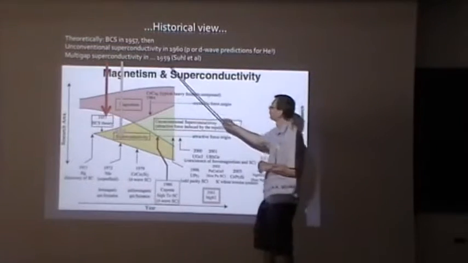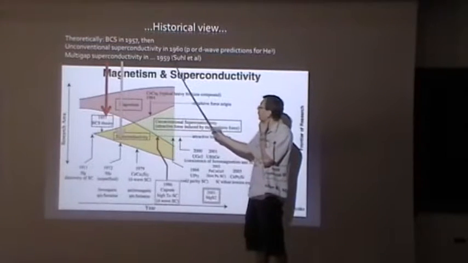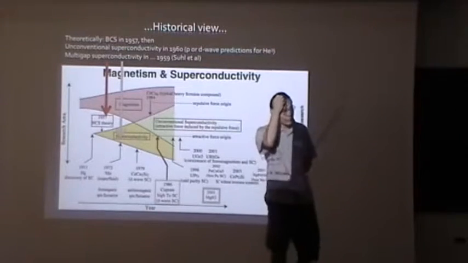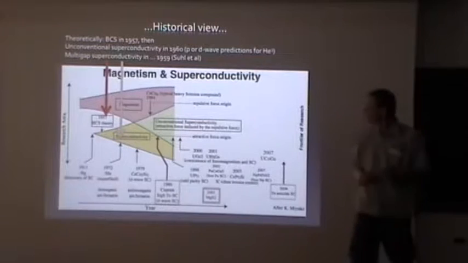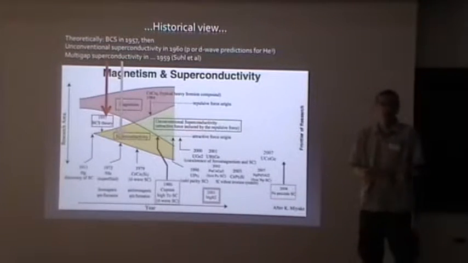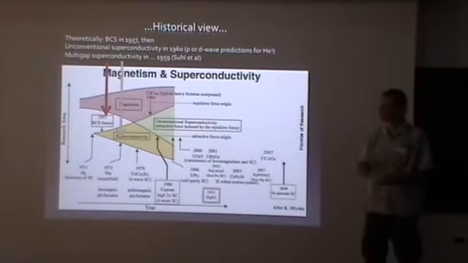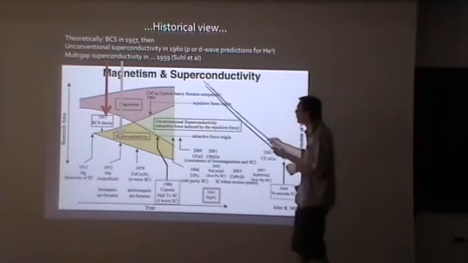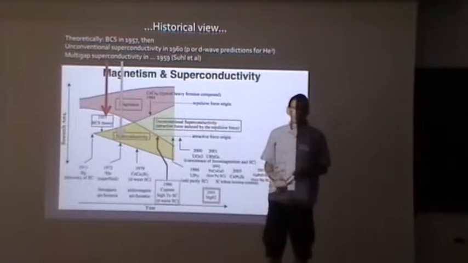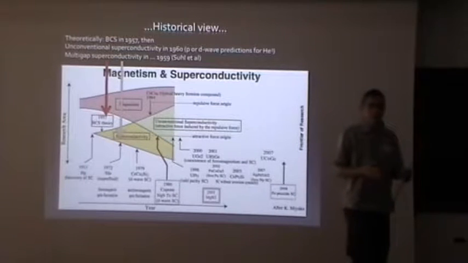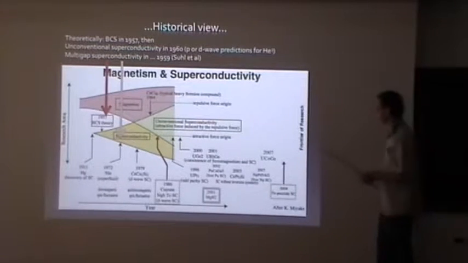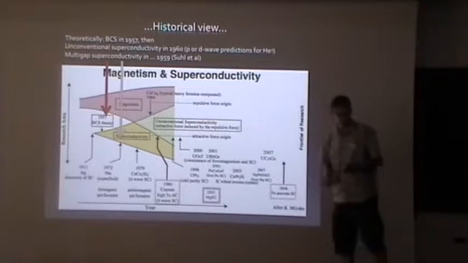In fact, very soon after BCS in 1957, unconventional superconductivity was predicted in 1960, essentially for superfluid helium 3. So theorists had worked very early. This also means that it was a very natural extension of the BCS theory. To go from S-wave to P-wave or D-wave was very easy and very natural. And multigap superconductivity was even earlier. In 1959, the first paper was published by Suhl, Matthias and Walker on S and D bands, where they predicted that there should be multigap superconductivity in this kind of system.